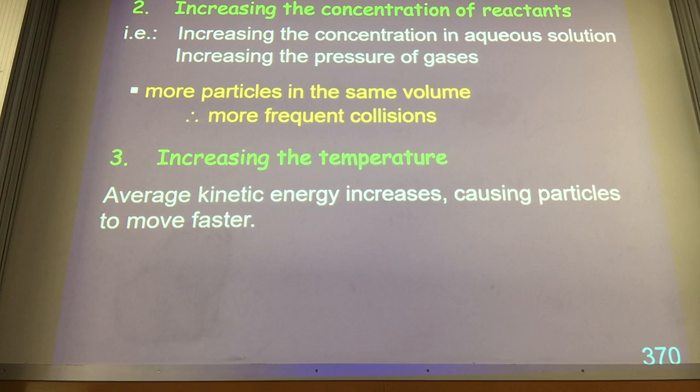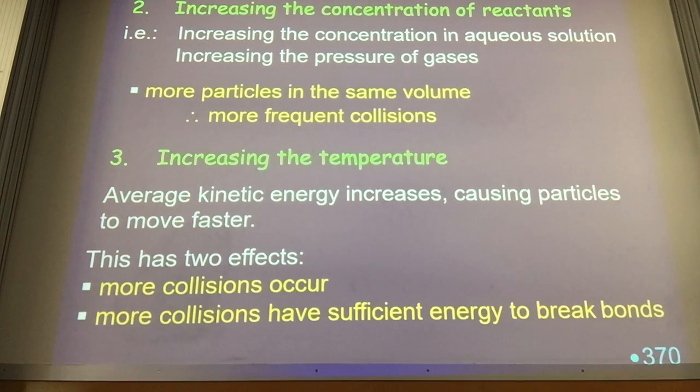Average kinetic energy increases, causing particles to move faster. That's what temperature is, basically. It's a measure of the average kinetic energy of the particles. So, temperature goes up, particles move faster. That's going to have two effects.